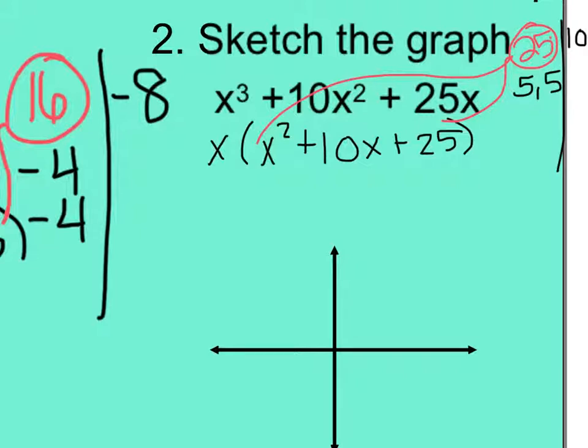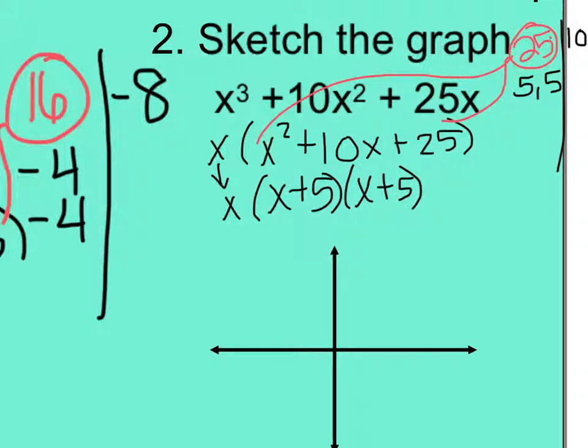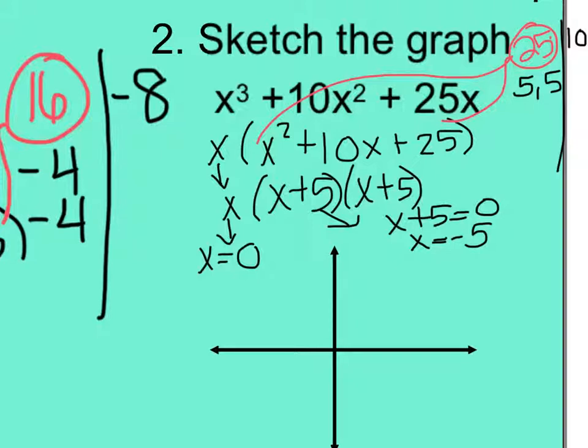So when I start bringing this down, x, I can go directly into parentheses, x plus 5 times x plus 5. And again, you could also write that with the squared. So now we know that this x is equal to 0. And if x plus 5 equals 0, that means x equals negative 5. Well, this one, the 0 has a multiplicity of 1. The negative 5 has a multiplicity of 2. And that's important when we sketch it.